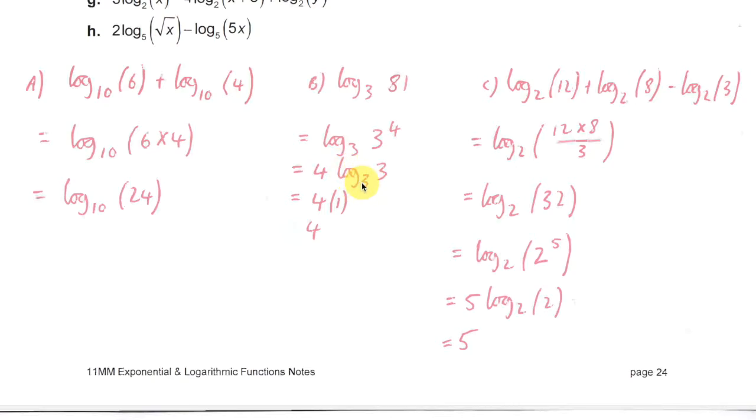And if you've got log base of anything of that same anything, then it will simplify to being 1. So in our case, we've got log base 3 of the number 3. This lot here will just become 1. So it's 4 times 1, which is equivalent to 4.